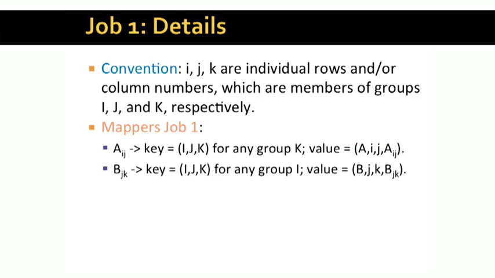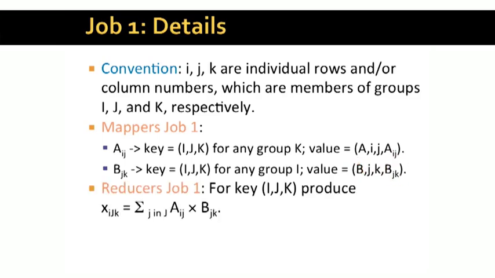For elements of B, the mapper does something very similar. It also generates G key-value pairs, but now groups J and K are fixed, and only group I can vary over the G possible values for that group. And the value tells the reducer this is an element of B. It's located at position j and k, and that its value is b_jk.